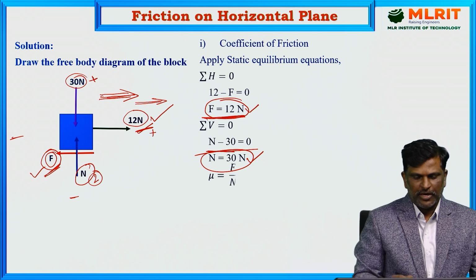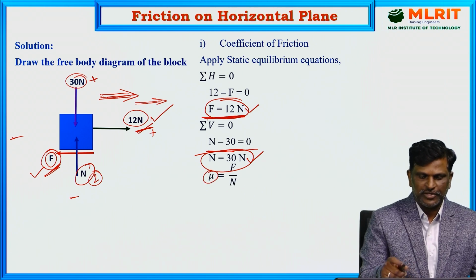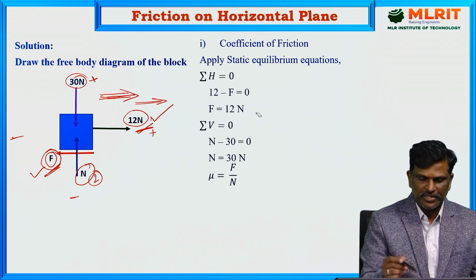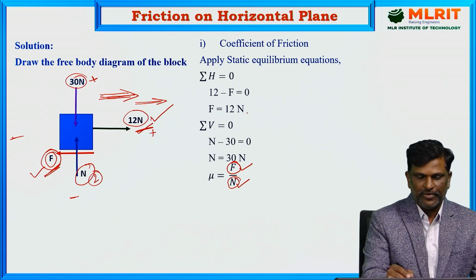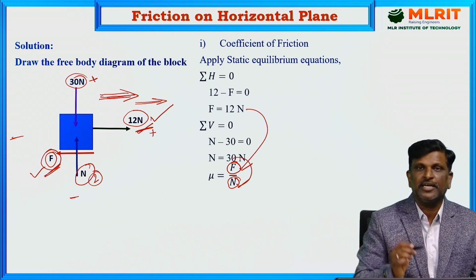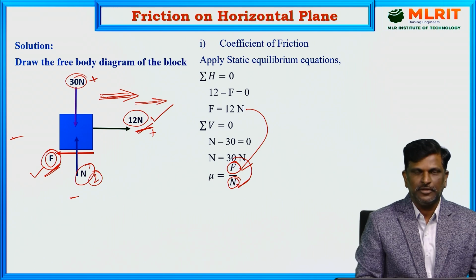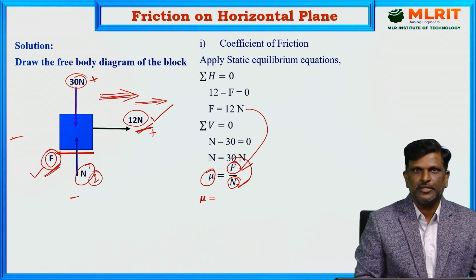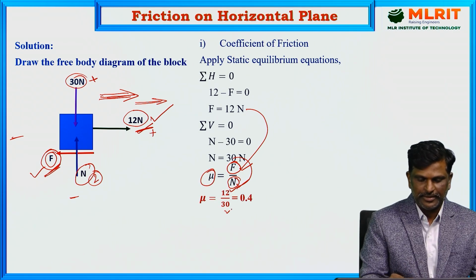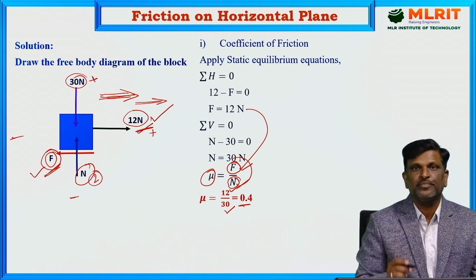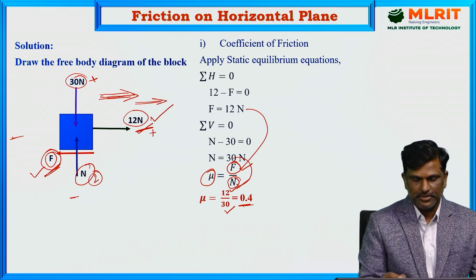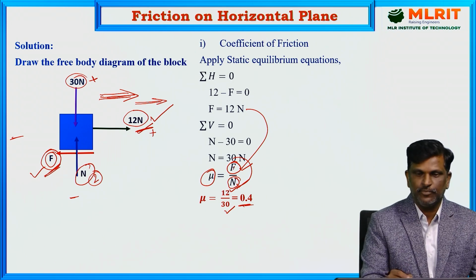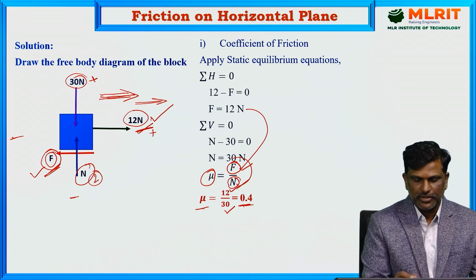Now we also know that mu, the coefficient of friction, is given by mu is equal to F by N, limiting friction divided by normal reaction. Substituting the values of friction and normal reaction, we get the coefficient of friction. So mu is equal to 12 by 30, which is equal to 0.4. The coefficient of friction is a unitless parameter. It is a ratio of friction to normal reaction. Both are forces, so the coefficient of friction doesn't have any units.